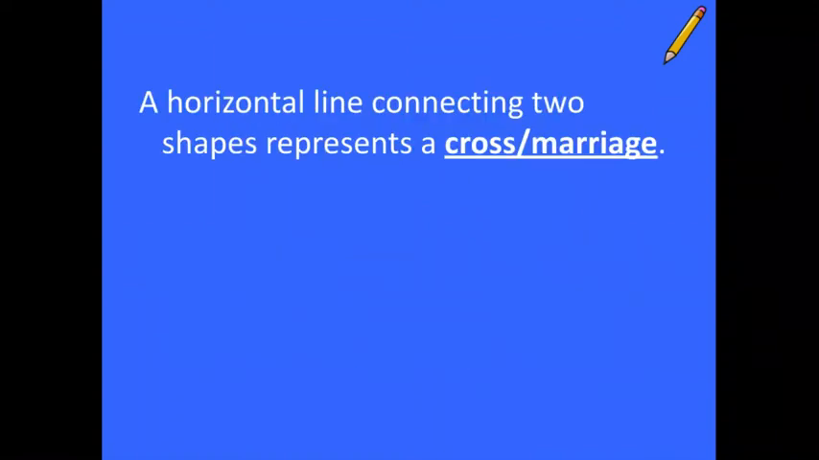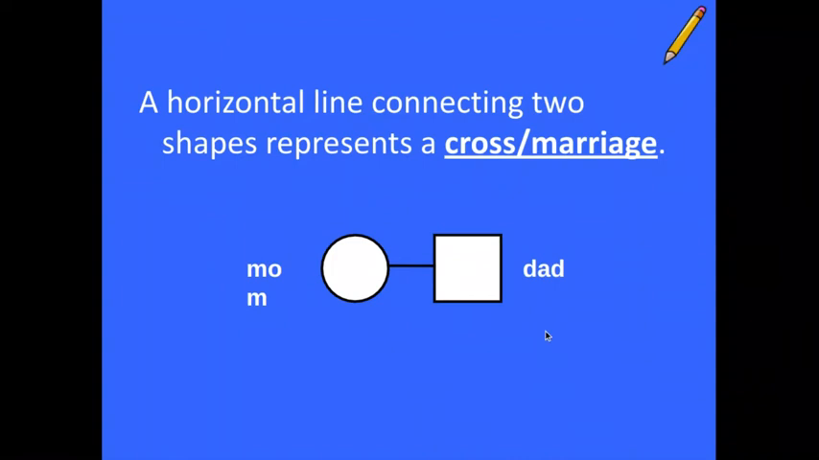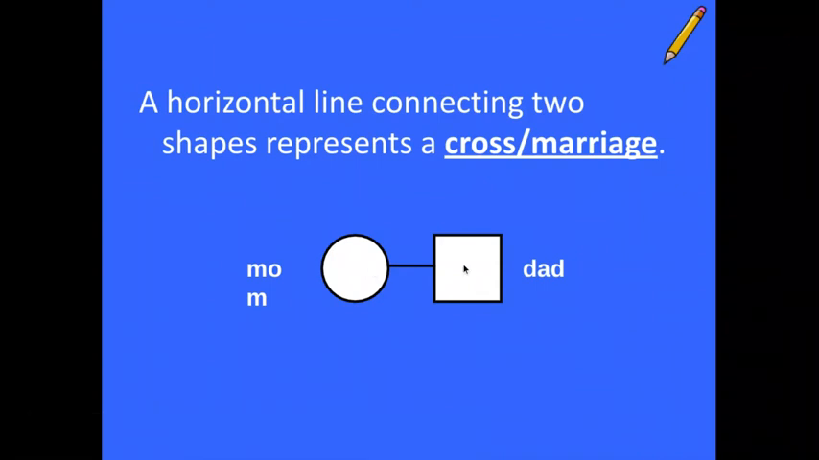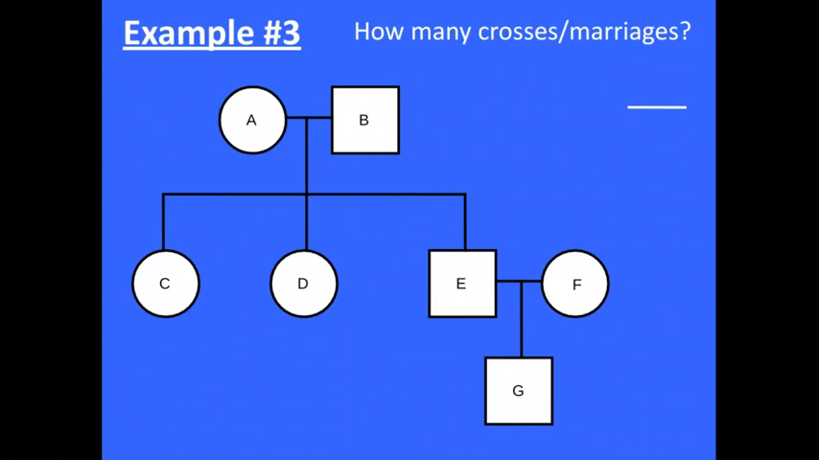So a horizontal line. What does that mean? A horizontal line connecting two shapes represents a cross or a marriage. So here, this is the horizontal line that connects these two parents. Again, it's something very simple, but we need to understand the parts of a pedigree in order to understand what it is we're looking for. So how many marriages do you see here in this example? I see one marriage here with person A and B, and another marriage between person E and F. So we have two marriages in this pedigree example.